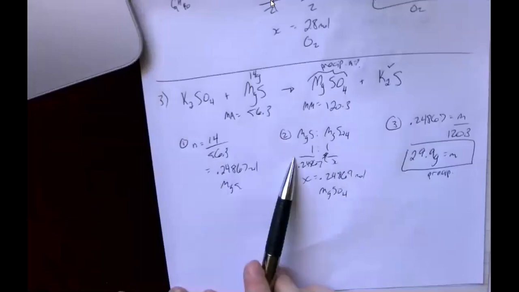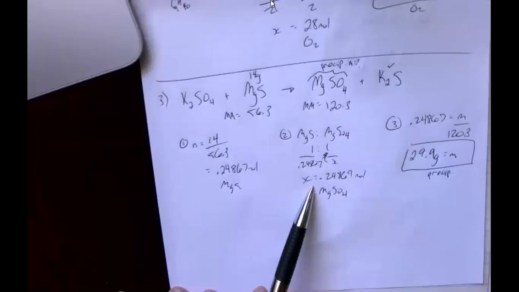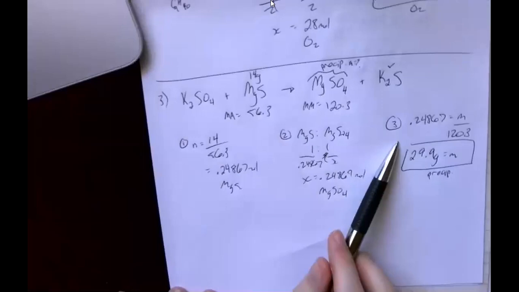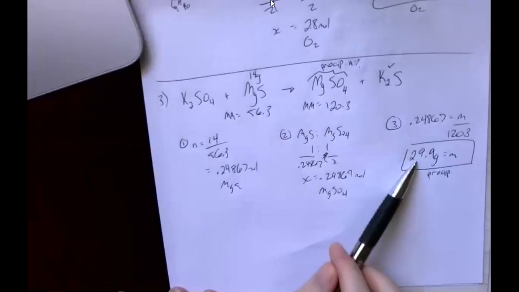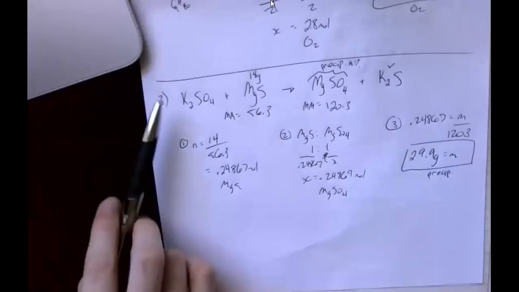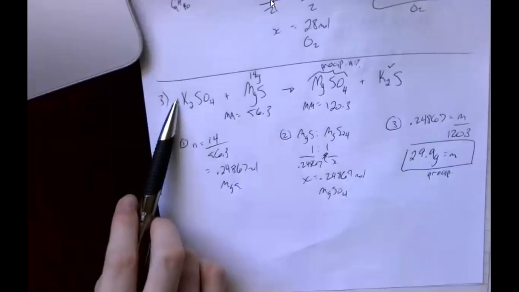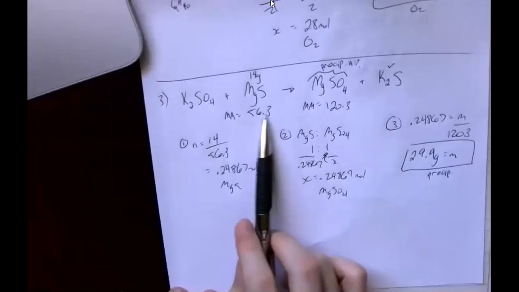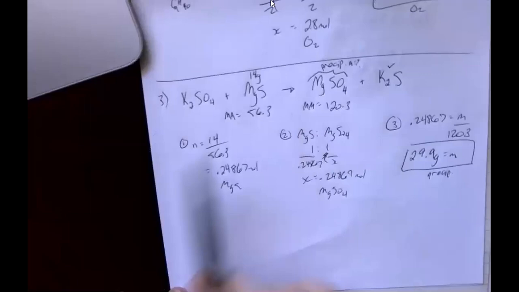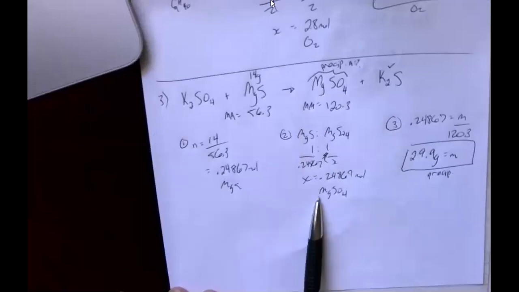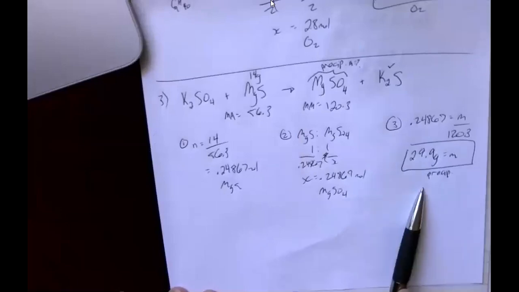It's a 1-to-1 ratio between magnesium sulfide and magnesium sulfate, which means that it's also 0.24867 moles of magnesium sulfate. And then I plug that back into my moles equals mass over molar mass formula to get 29.9 grams of my precipitate. So as you can see, if you start off with a balanced chemical equation and find the molar masses of the 2 relevant compounds, the 3 big steps are always just moles equals mass over molar mass, mole ratio, back to moles equals mass over molar mass.